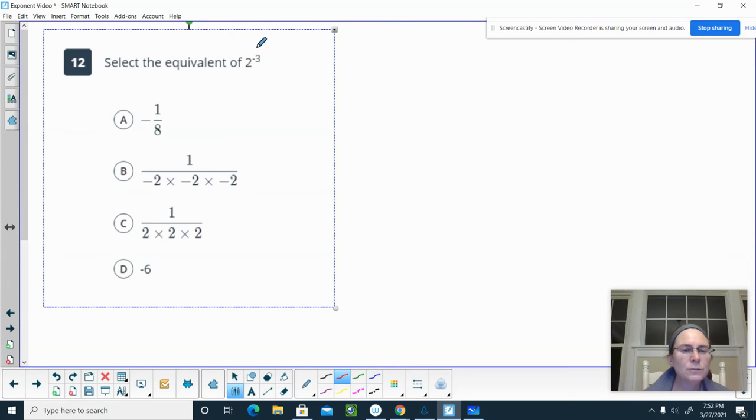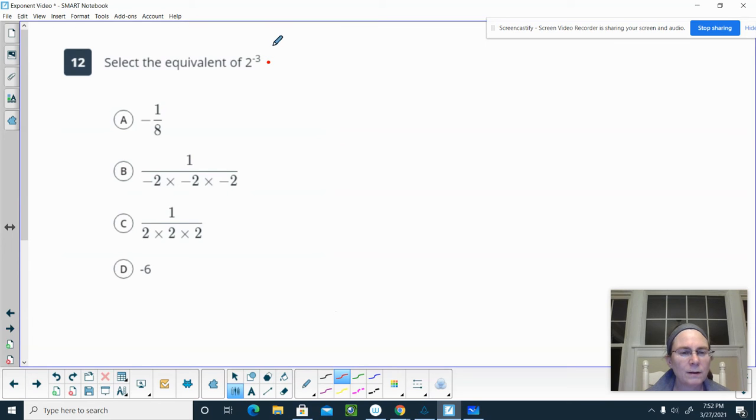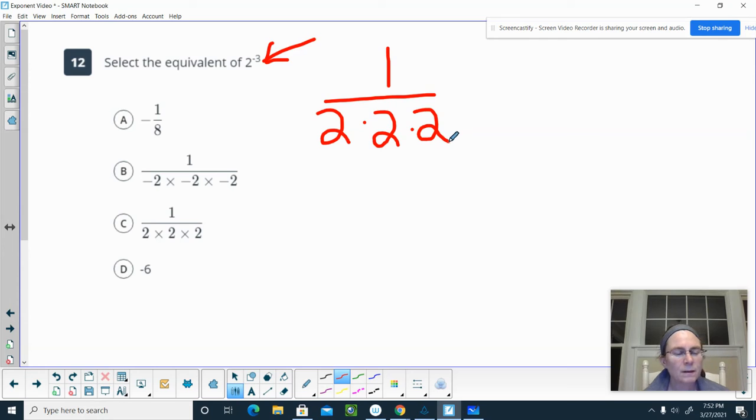Select the equivalent of 2 to the negative 3rd power. Okay, so we have a negative exponent, so our numerator has to be 1. Before I even look at the answers, our denominator is going to be that base number of 2 multiplied by itself 3 times. I see one that matches right here, C.